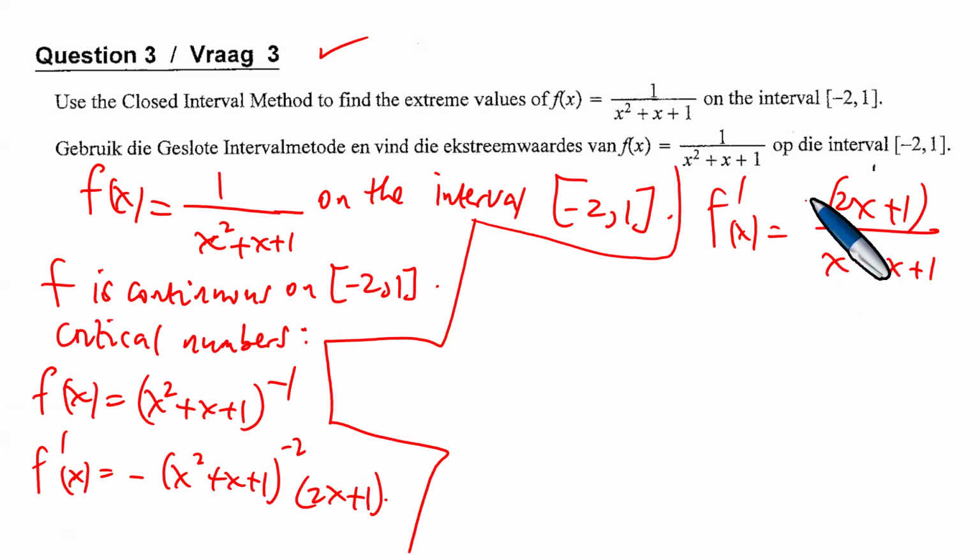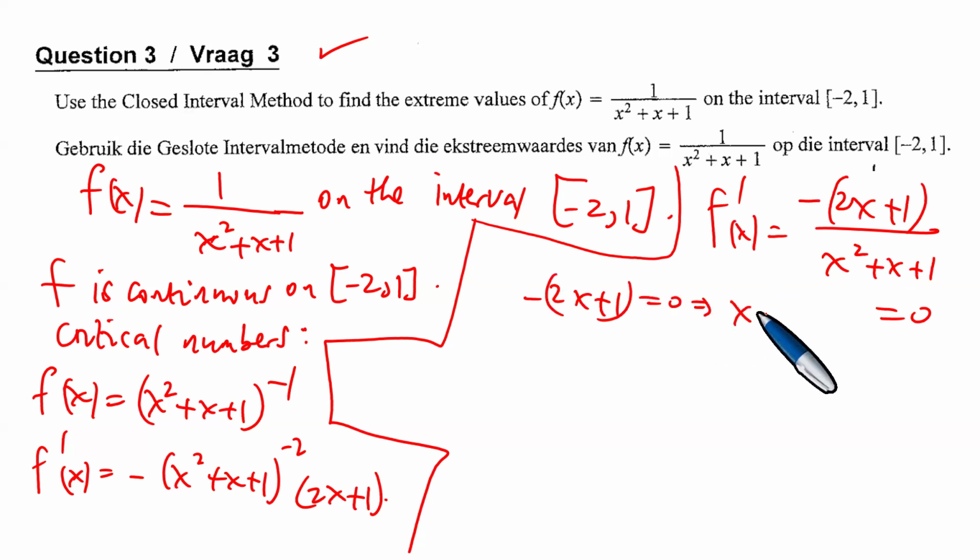Okay, so now you would have to say the derivative is 0 here. If you force this derivative to be 0, it means the numerator is going to be 0. And if the numerator is 0, it means that x is going to be what? It's going to be minus 1/2. Right, so if x is minus 1/2, we actually have a critical value there.